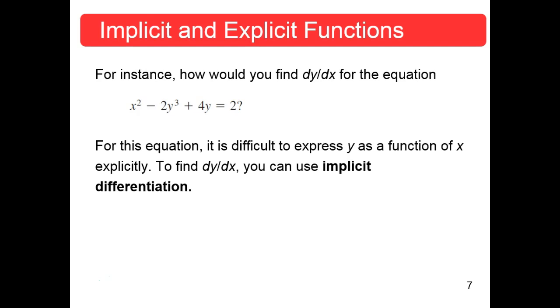Now, I want you to notice something that they said and didn't say. They didn't say "for this function," because this is an equation. It's not written in function form. Okay? I'm not saying it's not a function, or that it can't be expressed as a function, but anyway, they left it as an equation.